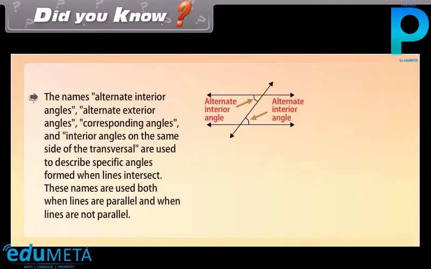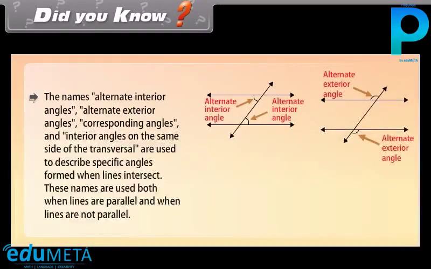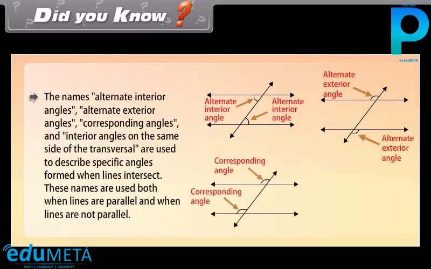Did you know the names alternate interior angles, alternate exterior angles, corresponding angles, and interior angles on the same side of the transversal are used to describe specific angles formed when lines intersect? These names are used both when lines are parallel and when lines are not parallel.